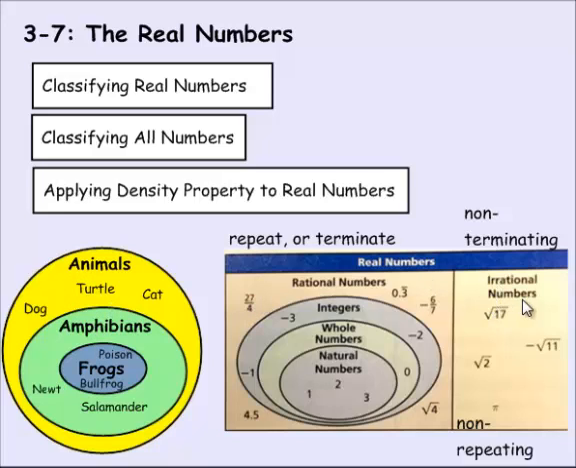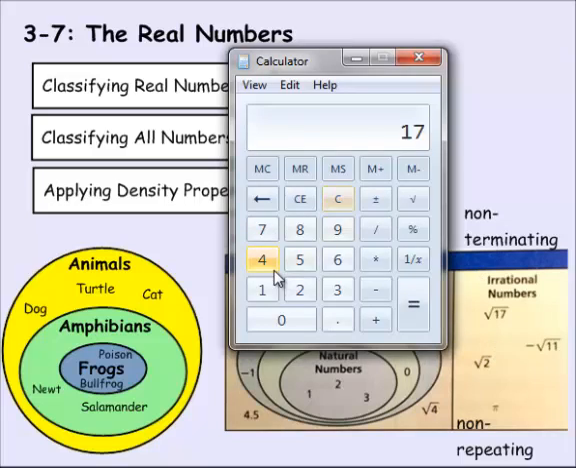We have irrational numbers, which are non-terminating, non-repeating decimals. So the square root of 17, for example, would be 4.123105, and it goes on and on. It actually goes past your calculator. The calculator runs out of room. So it's a non-repeating, non-terminating decimal, meaning it's just kind of random numbers throughout. We can't predict the next few numbers to come. So that means it's an irrational number.